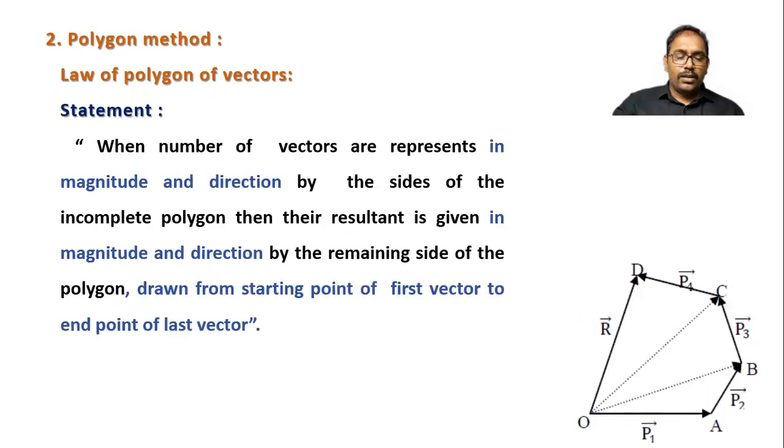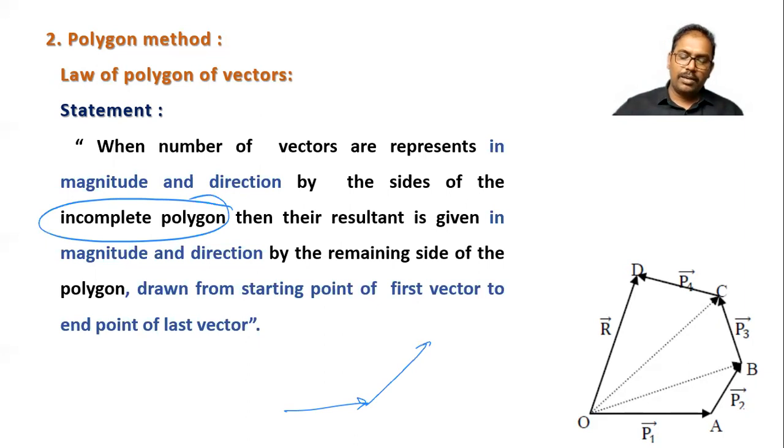Okay. So here, when a number of vectors are represented in magnitude and direction by the sides of an incomplete polygon, this is very important. So if I draw a polygon like this and like this, these are the sides of an incomplete polygon. Then the resultant is given in magnitude and direction by the remaining side. So I can draw the remaining side here. So this is the resultant, similar to the triangle law.